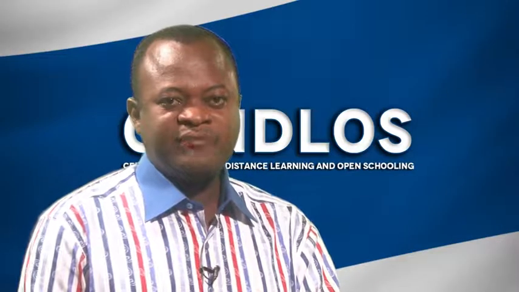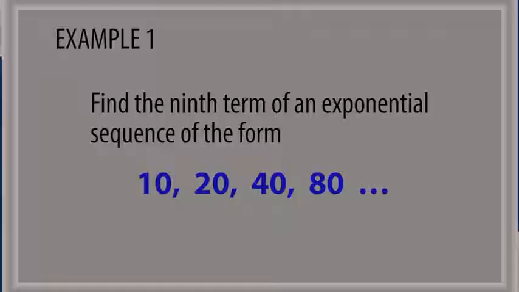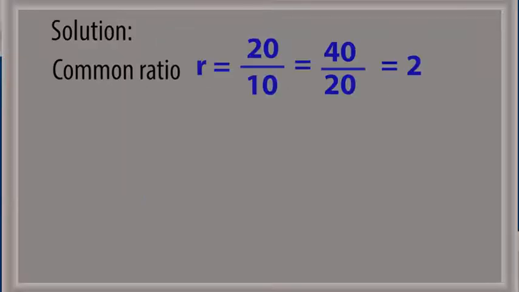Look at this example carefully. Find the nth term of an exponential sequence of the form 10, 20, 40, 80, and so on. Now, from our sequence, the common ratio R is equal to the second term divided by the first term. And so we have 20 divided by 10, or the third term divided by the second term, which is 40 divided by 20, and that will give you 2.